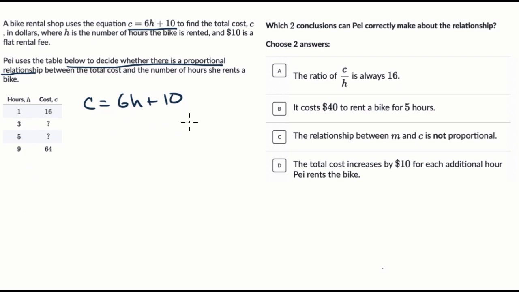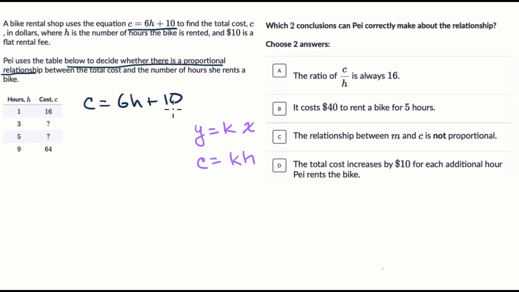A proportional relationship will be of the form y is equal to k, some constant, times x. Or if we think about C and H, it would be C is equal to some constant times H. And that's not what we're seeing over here. We have some constant times H plus some number, and that's what usually breaks a proportional relationship. Another way to think about it is, if the relationship between the two variables is proportional, then if you divide the dependent variable by the independent variable, you should always get a constant value. And that's not going to happen here.